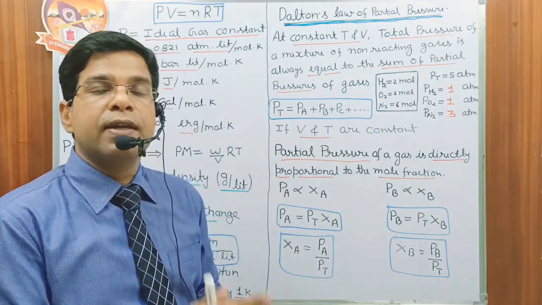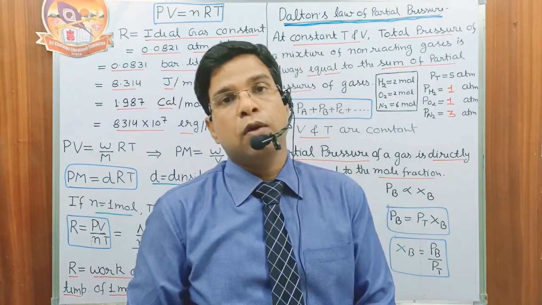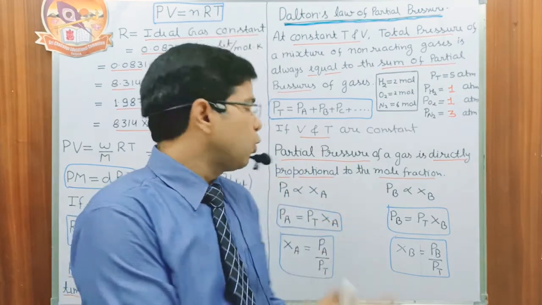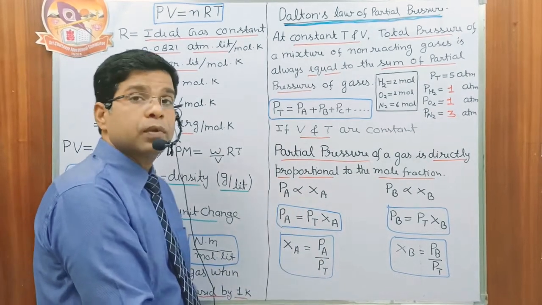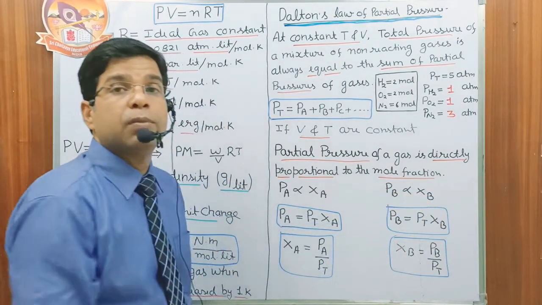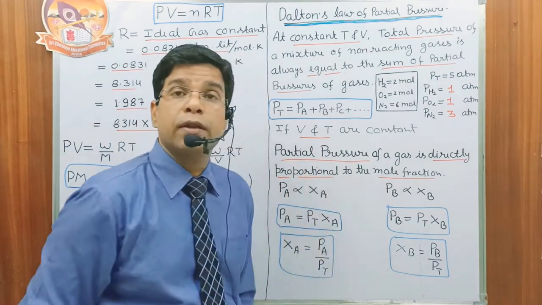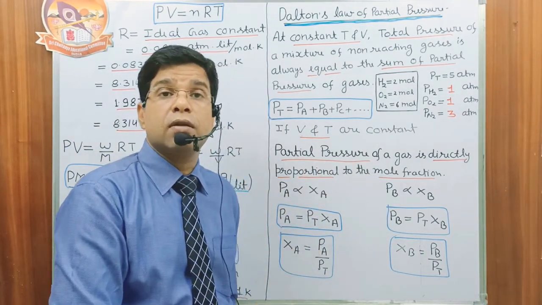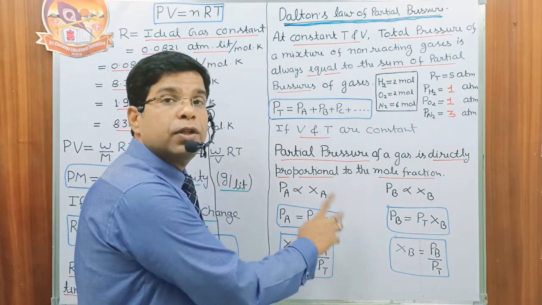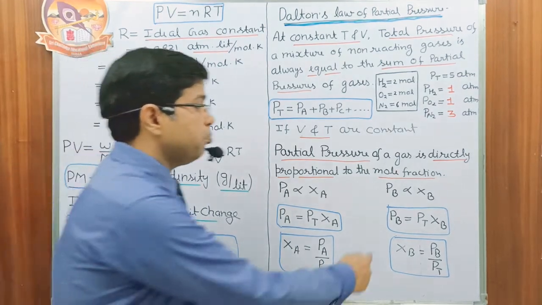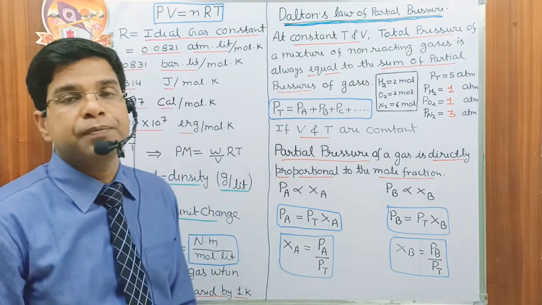So simply we can say partial pressure of any gas is always directly proportional to the mole fraction of that gas. Partial pressure of A is directly proportional to the mole fraction of A. Partial pressure of B is directly proportional to the mole fraction of gas B. To remove the proportionality sign, we have to take a constant. What is that constant? PT is the constant. Then PA, partial pressure of A, is equal to total pressure into XA, mole fraction of A. PB is equal to PT into XB.